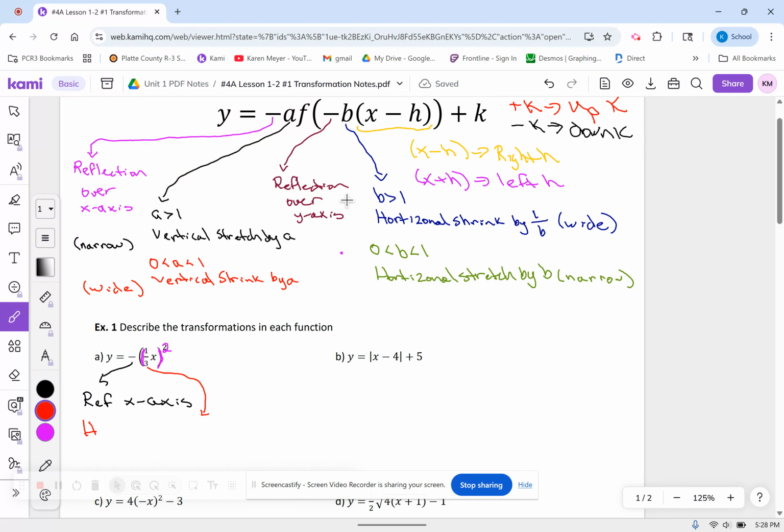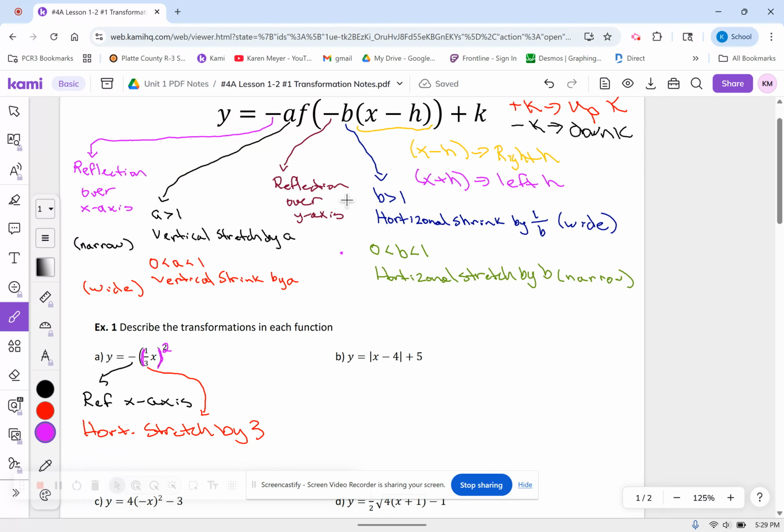So I'm going to abbreviate horizontal stretch. And then you notice it says by the letter B. And B is going to be the bottom number of your fraction. Okay, so it's always like flipping the fraction over. And that's it, because the power of 2 means nothing. Okay, let's go to the next one.